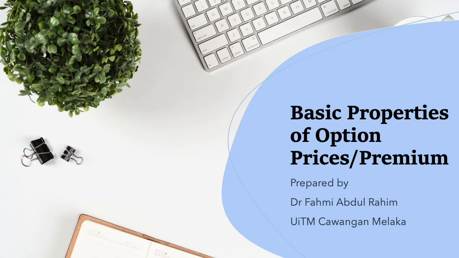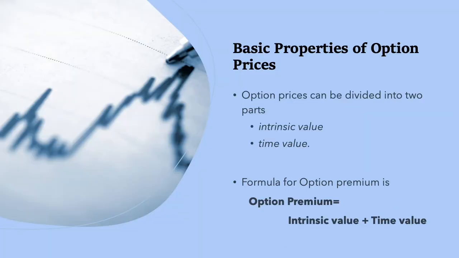This video is about basic properties of option prices, or option premium. Option prices can be divided into two parts. The first one is intrinsic value. The second one is time value. So the formula to calculate option premium, or option price, is: option premium equals intrinsic value plus time value.